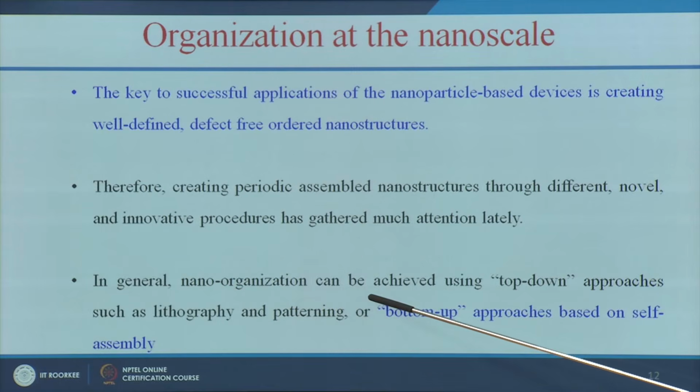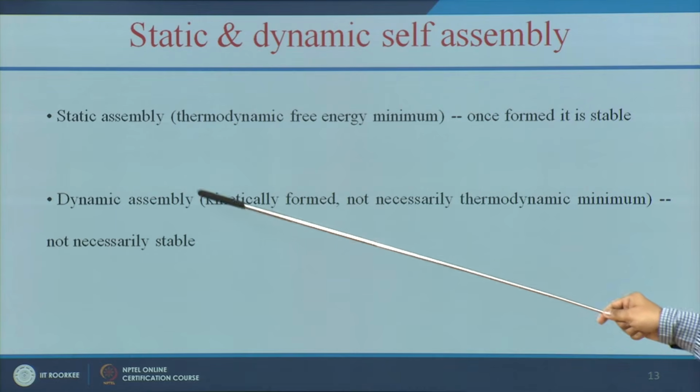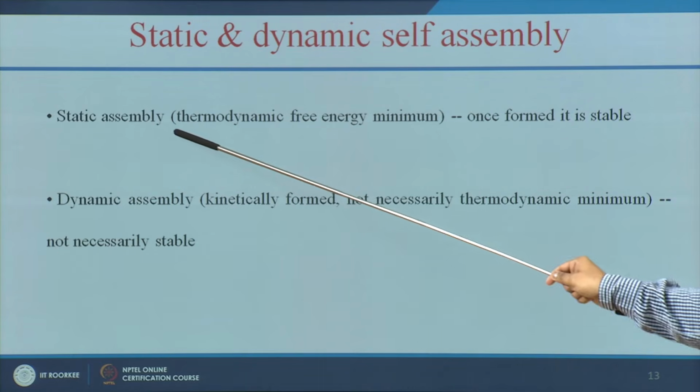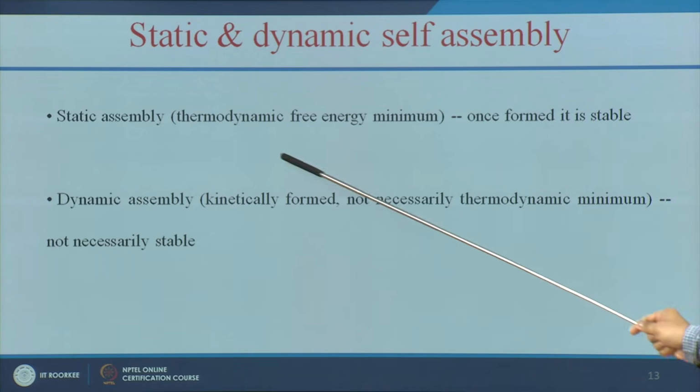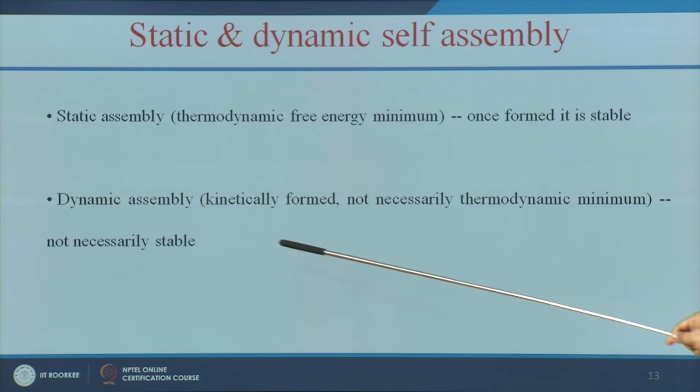We can do this nano organization by using a top down approach like lithography, but in this lecture we are going to learn how we can use the bottom up approach for self assembly. Self assembly is divided into two types, static assembly and dynamic assembly. Static assembly is the thermodynamic free energy minimum, so once it is formed, it is stable. Dynamic assembly is kinetically formed, and it is not necessarily a thermodynamic minimum and not necessarily stable.